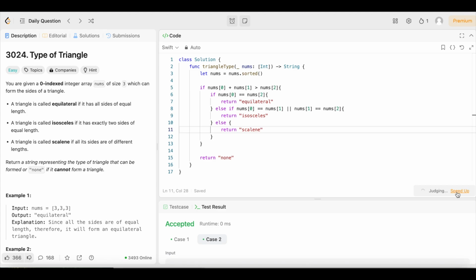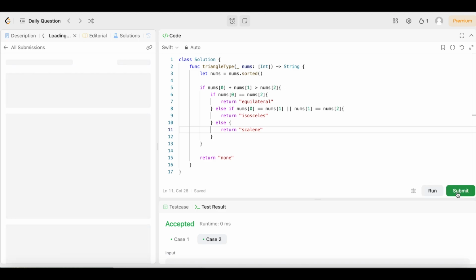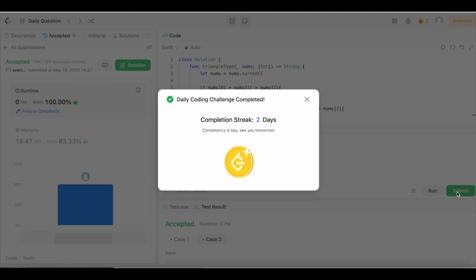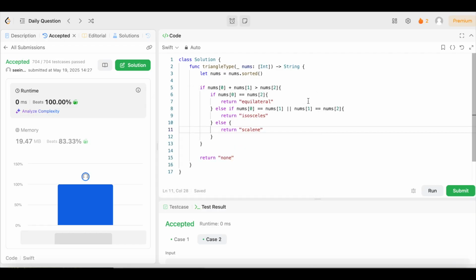So let's go ahead and submit it and see what happens. Ooh, look at that, y'all. 0 milliseconds beats 100% of users with Swift. That's what I'm talking about. That's what I like to see, y'all.